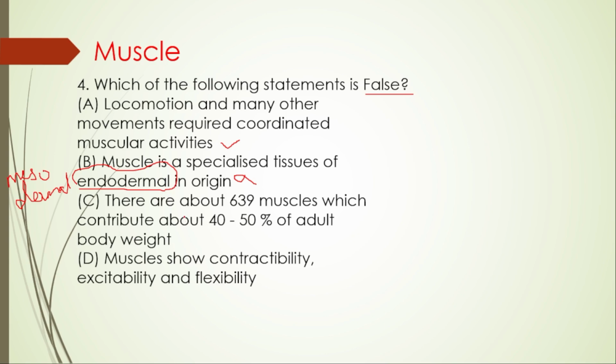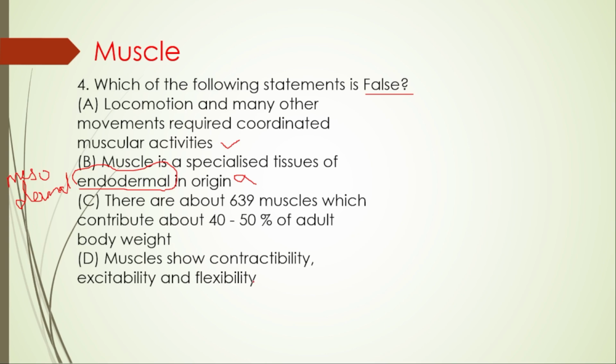C. There are about 639 muscles which contribute about 40 to 50% of adult body weight. Yes, of course, there are approximately 639 to 650 skeletal muscles in the human body. Roughly 40 to 50% of an adult's body weight will be skeletal muscle only.